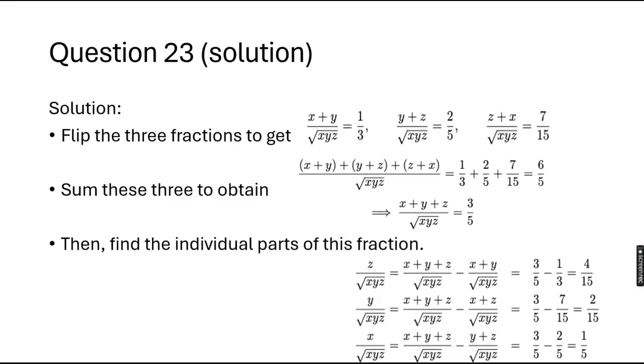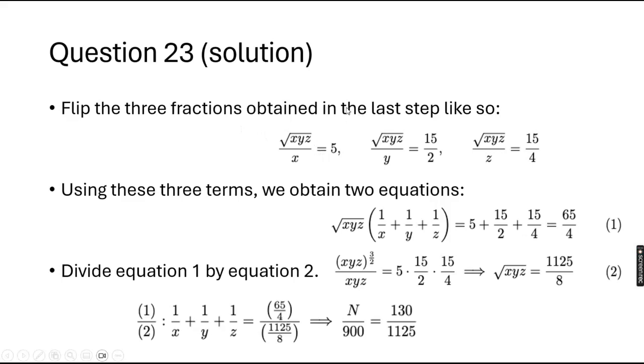We take the sum of these three to obtain 2 times x plus y plus z over root xyz equals 6 over 5, and therefore x plus y plus z divided by root xyz equals 3 over 5. Then we can find the individual parts of this fraction like so. z over square root of xyz equals x plus y plus z over square root xyz minus x plus y over square root xyz. And we get 3 over 5 minus 1 over 3, which is 4 over 15. And we can repeat the same process for y over square root xyz and x over square root xyz.